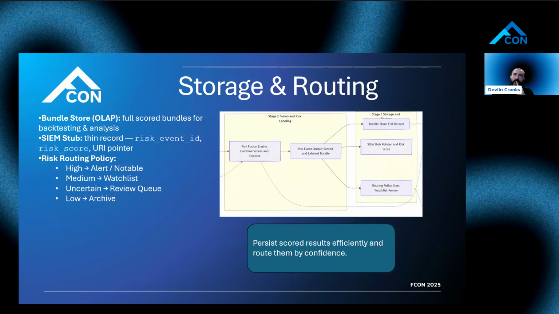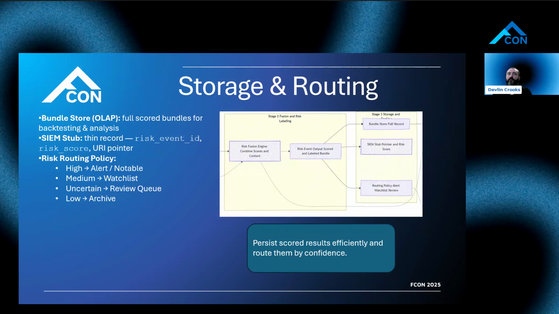All right, now we want to store and route this. So we want to use OLAP because it's multi-dimensional. We can do full score bundles, so we can replay, backtest, and analyze that. The storage for that can be a little expensive, so we may not feed the whole model back into Splunk or another SIEM, for example. But we do want to give it a stub, a thin record of what it is, and basically an alert that it'll make. Or it won't make in case it was benign or low.